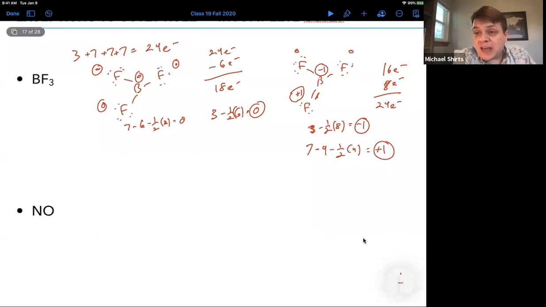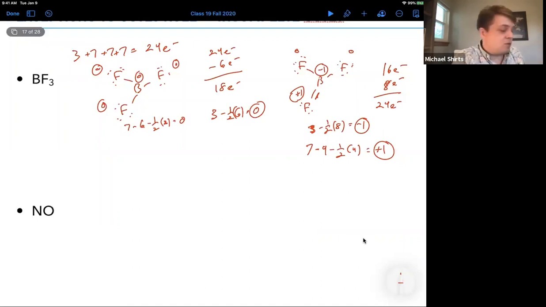Is there any way to know that ahead of time, when there's a conflict between the two rules, which one is more important? No, you just have to know that boron is an exception. Boron favors having better formal charges versus having a complete octet. Okay, so that's one exception where you don't have quite enough electrons.